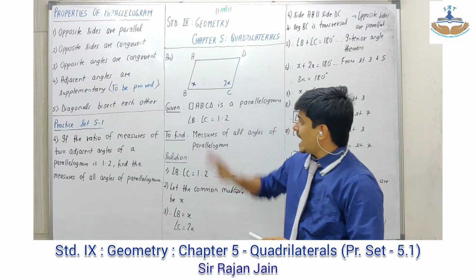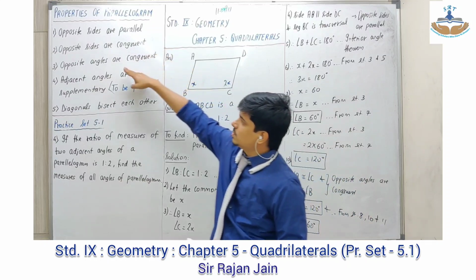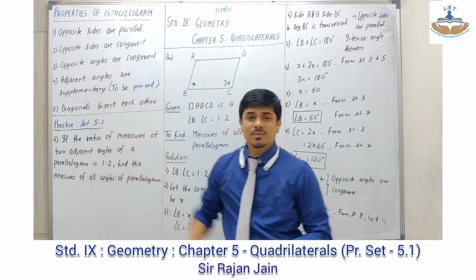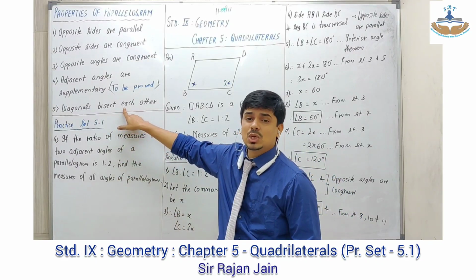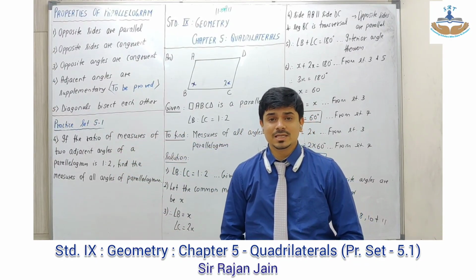एकदम simple है. अगर angles के बारे में पूछा है, use property of angles. Sides के बारे में पूछा है, use property of sides. Diagonals के बारे में पूछा है, then you have the only property that diagonals bisect each other.